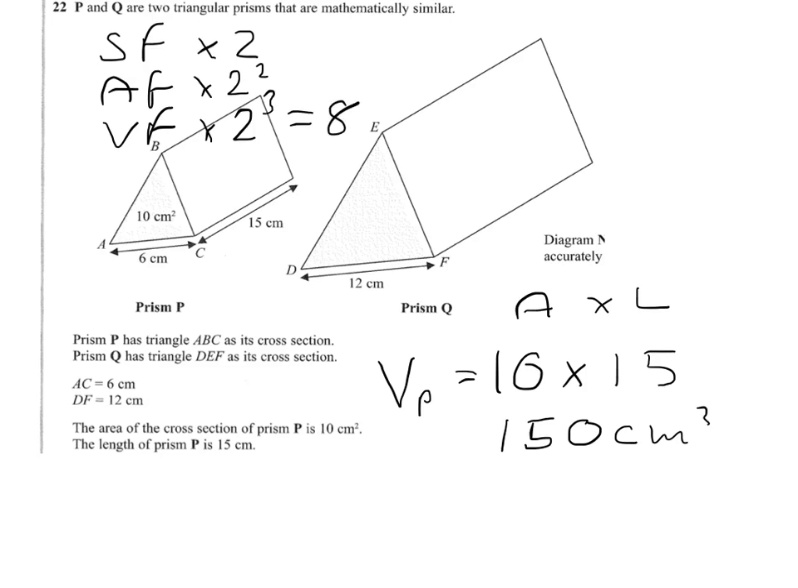So all we need to do then is to take the volume of the small prism, which we've already worked out as 150, times it by the volume factor, which remember is 8, 2 cubed, and the answer will be 150 times 8, which is 1200. And remember to stick your unit on the end. That's the answer.